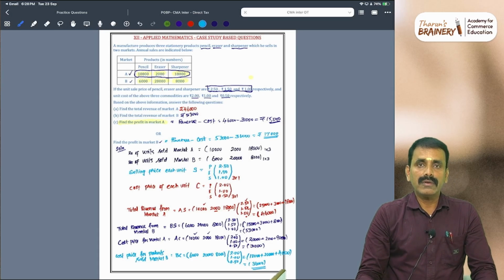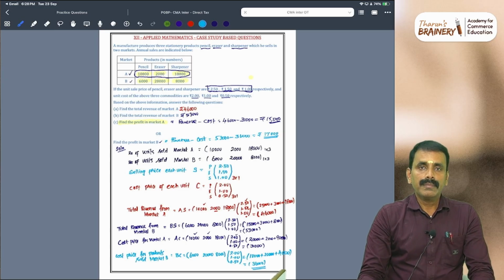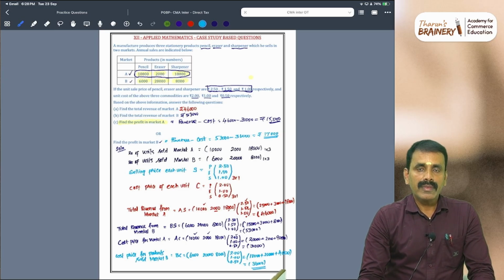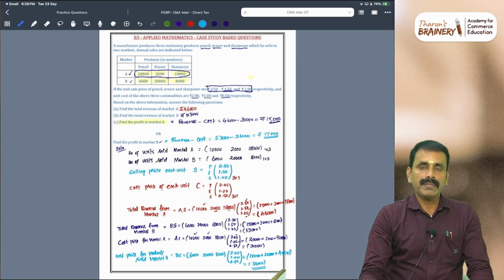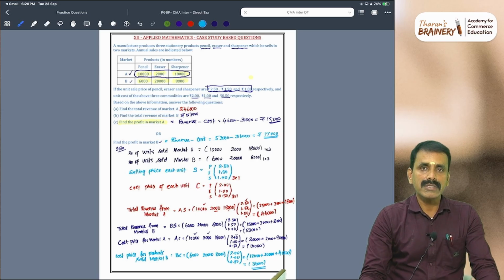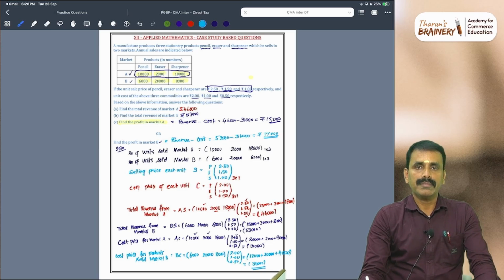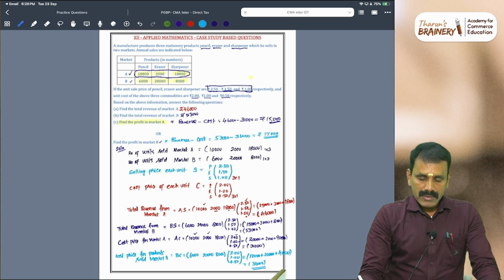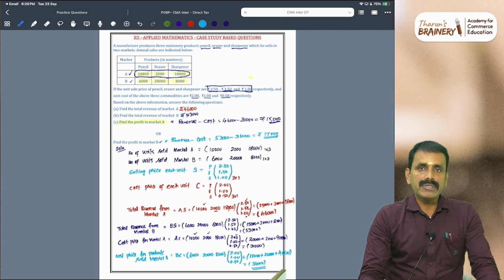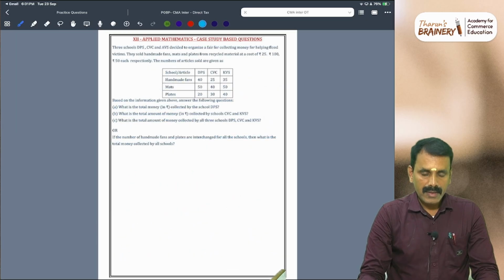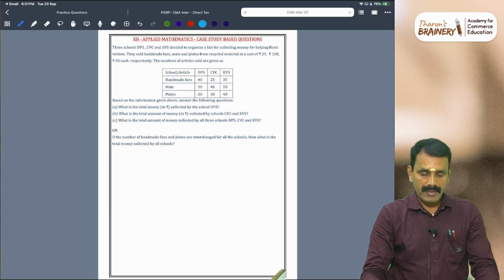So in this question we found the revenue from market A, revenue from market B, and the cost of the products sold in market A, and the total cost of the products sold in market B, by which we found the revenue for market A and revenue for market B. Okay. So here this is the case study question based on matrices. Is it clear? Let us consider another problem.